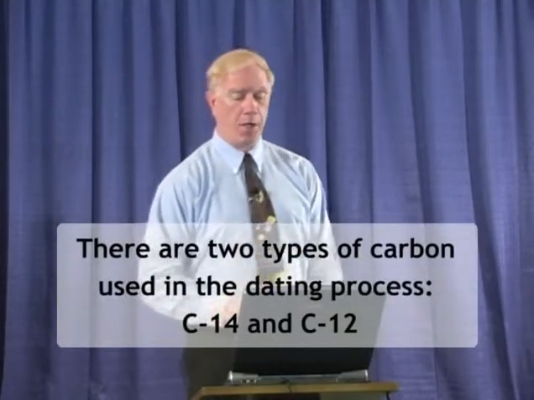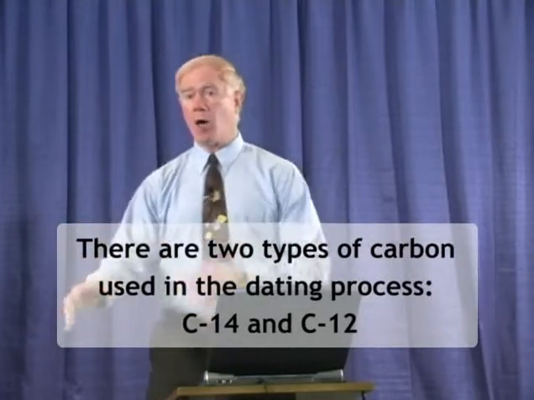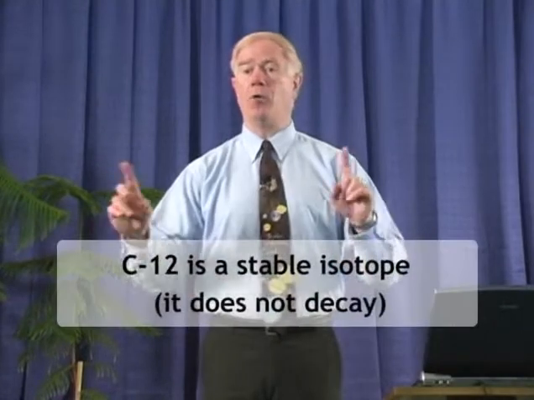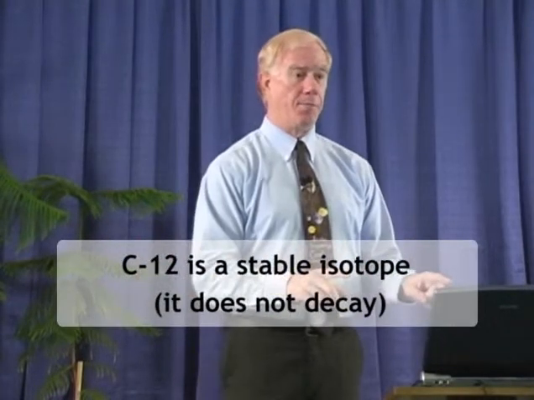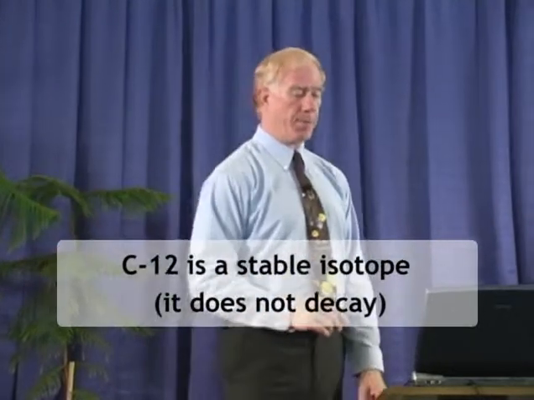Well, it's done by using another form of carbon. There are two types of carbon used in the dating process. One is carbon-14 and the other is carbon-12. Now, carbon-14, we said, is the unstable isotope. And carbon-12 is a stable isotope. In other words, it never decays. It stays carbon-12 all the time.